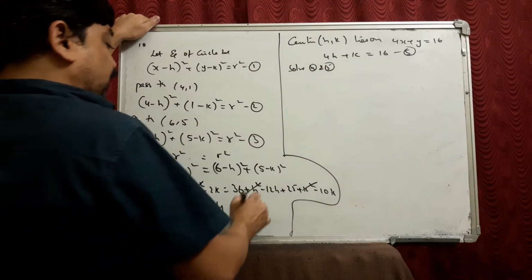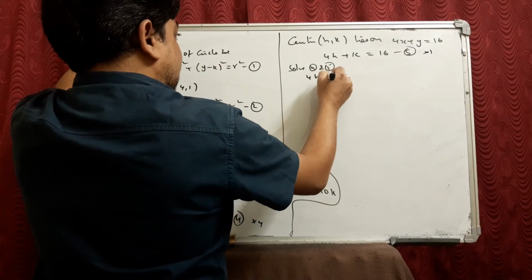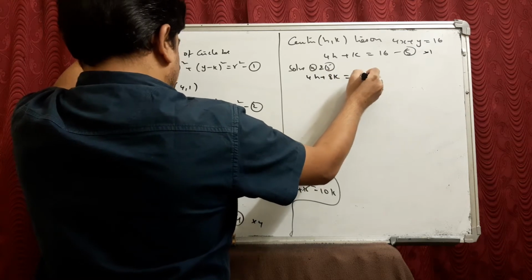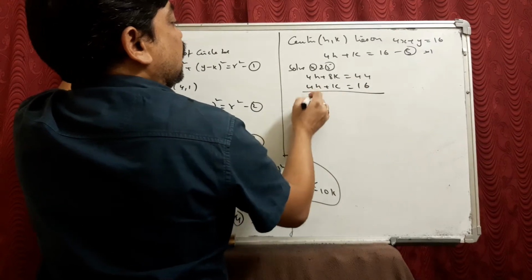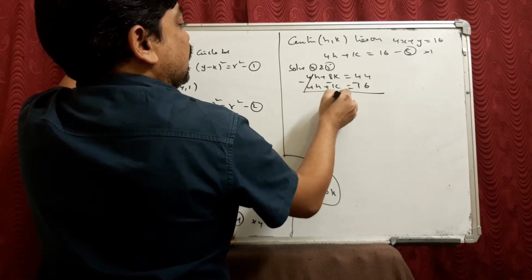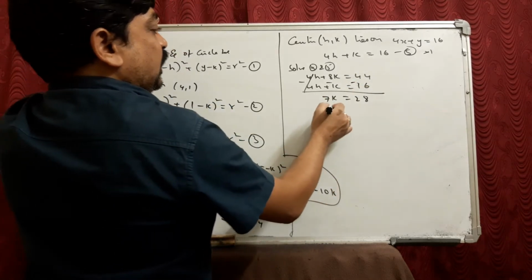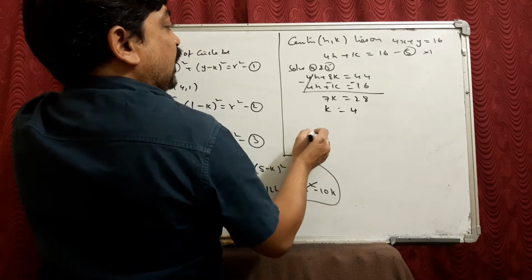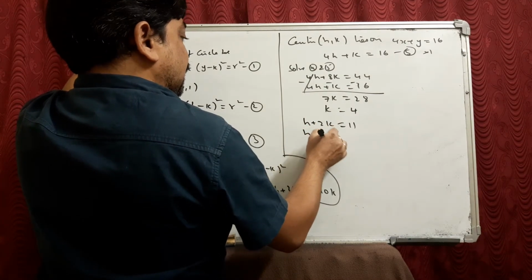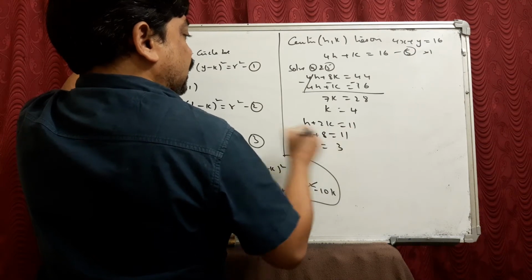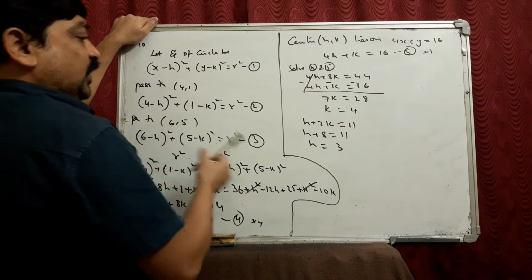How? I multiply equation 4 by 4. It becomes 4h plus 8k is equal to 44. And 4h plus k is equal to 16. Subtract, change the sign. 7k is equal to 28. k is equal to 4. After getting k, take any of the equations: h plus 2k is equal to 11, h plus 8 equal to 11, h equal to 3.